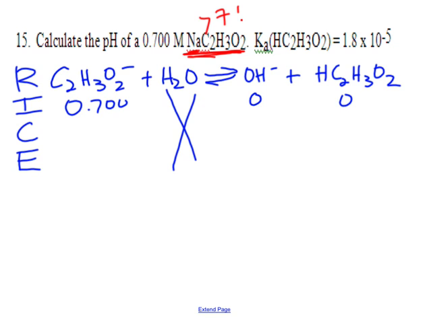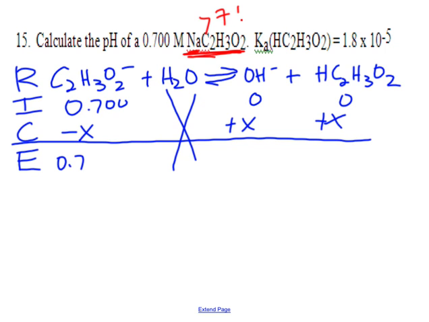So we're going to have to shift right. The beauty about all of these problems is we always shift right. And so we get 0.7 minus x, x, and x. Due to the nature of these weak ions in solution, they are reacting a little bit, so we can trump it. And this is negligible. Make note of that. Negligible. All right. Now we can just jump in and do x squared over 0.7.